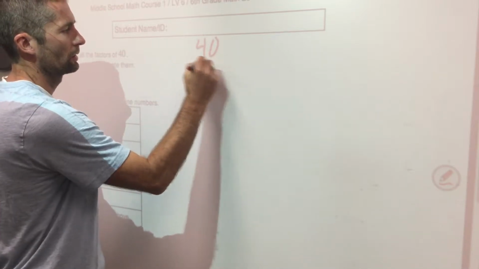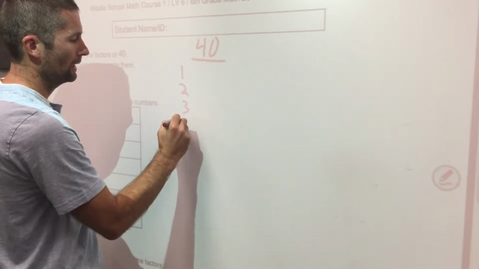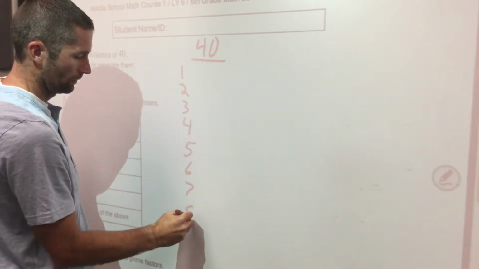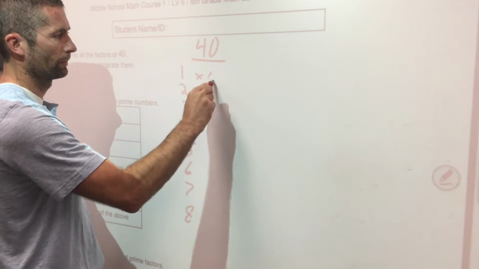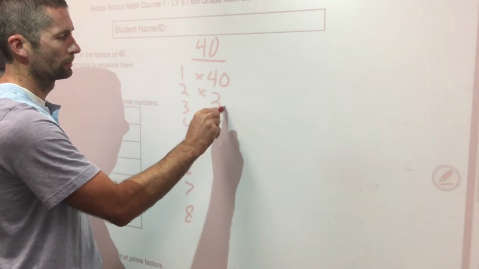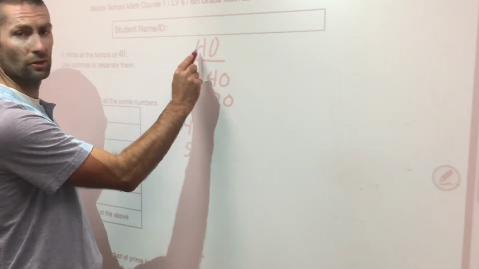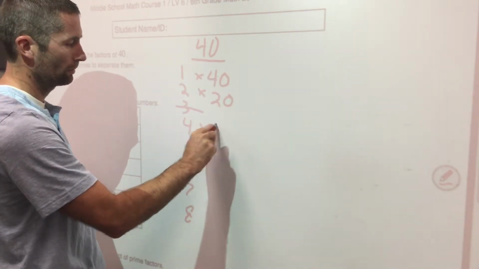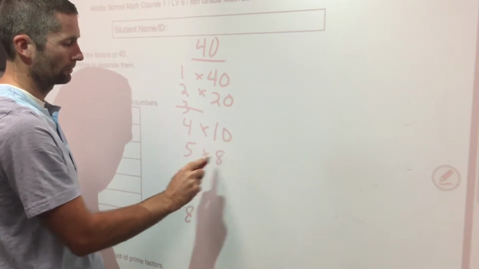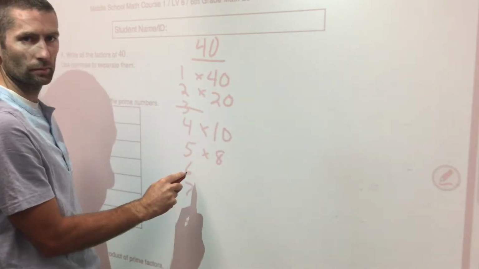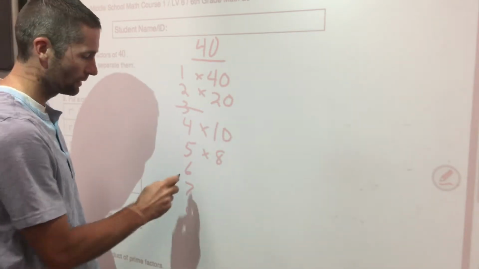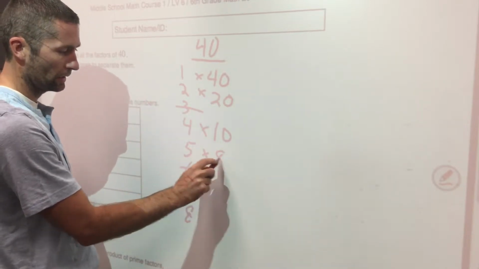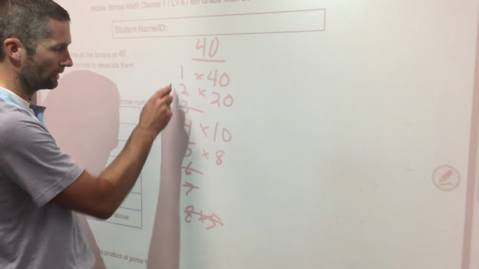So remember how we do this. We start counting up until we get to a double or a repeat. All right. So 1 times 40, 2 times 20, 3 times nothing. If we have the digits, 4 plus 0 is 4, which is not divisible by 3. 4 times 10, 5 times 8, 6 times 6 is 36, 6 times 7 is 42, so it can't be 6 or 7. 8 times 5, we have a repeat, so I can cross that out.